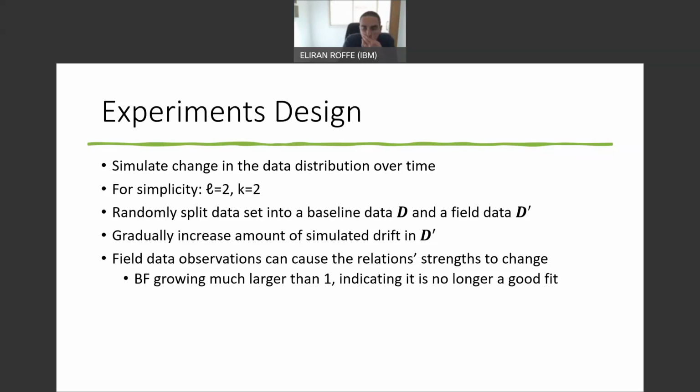Also, to make it simpler, L is equal to 2 and K is equal to 2. As you remember, these are the maximal number of features participating in the relation and the maximal degree. And what we want to see is that the Bayes factor will grow much larger than 1 when the fit is not good anymore. It means that we had a lot of manipulations, and according to this, a lot of drift.